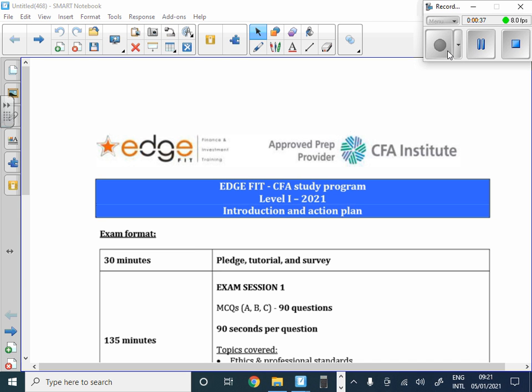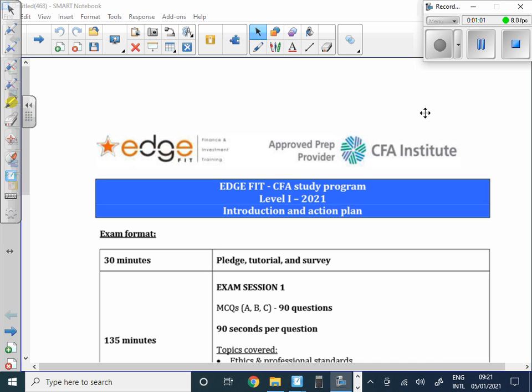In other words, what you can expect from Edge Fit, the classes that we offer, the requirements that we have of our students, what our students can expect of us, what we expect from them, and all the various materials, notes, questions, exams, etc. that we provide. Okay, let's get ourselves going and start off over here.